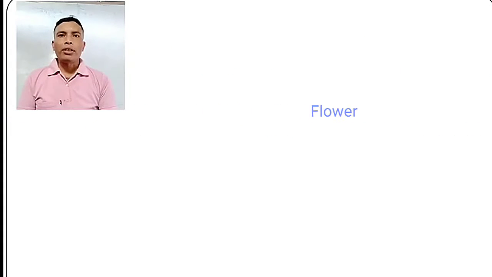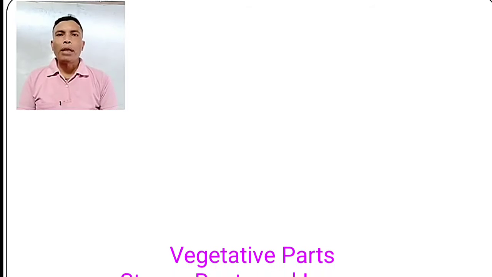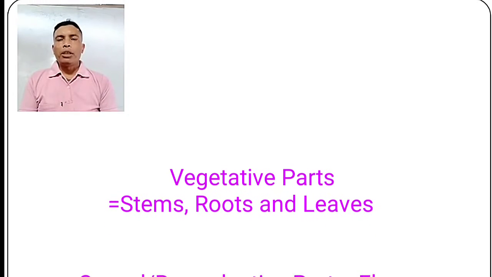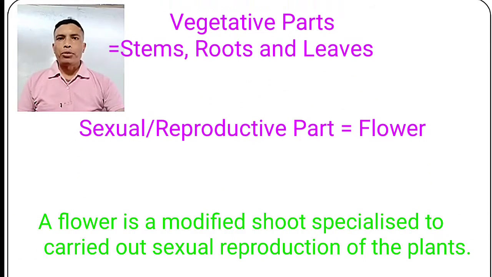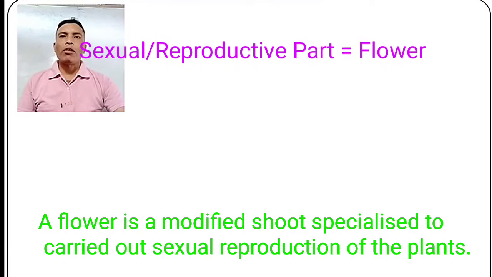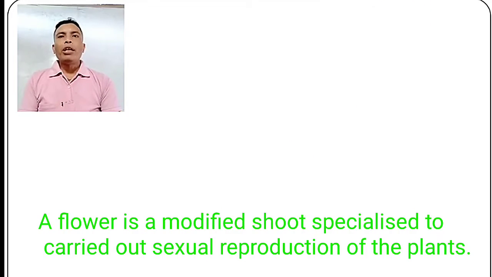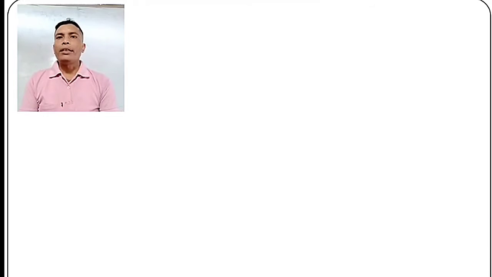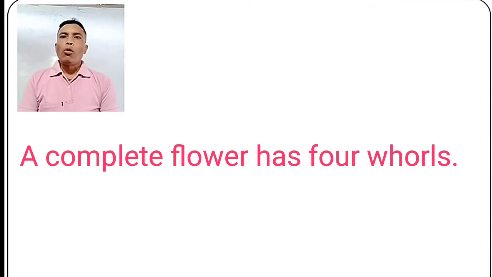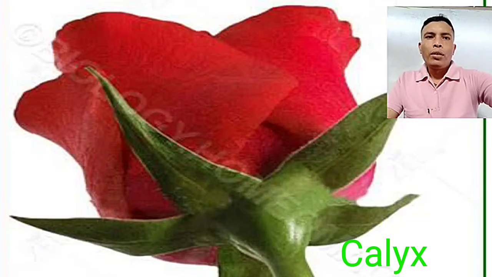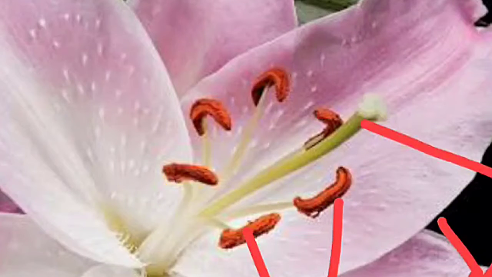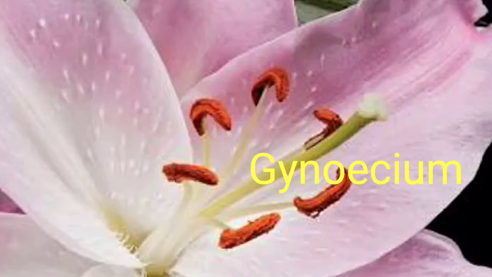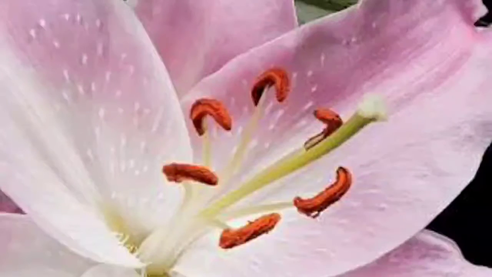I have already mentioned the sexual parts and the vegetative parts of a flowering plant. The flower is the reproductive part of an angiospermic plant or flowering plant. So a flower is a modified shoot specialized to carry out sexual reproduction of the plant. A flower is said to be a complete flower when it has 4 whorls. The whorls are calyx, corolla, androecium and gynoecium. These are the different whorls of a flower.